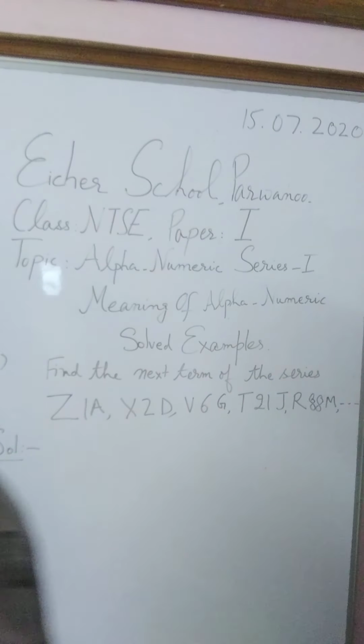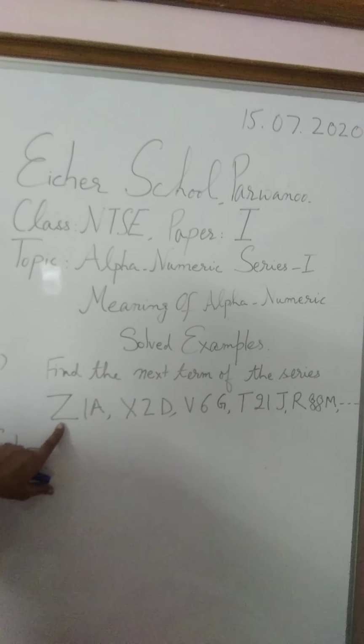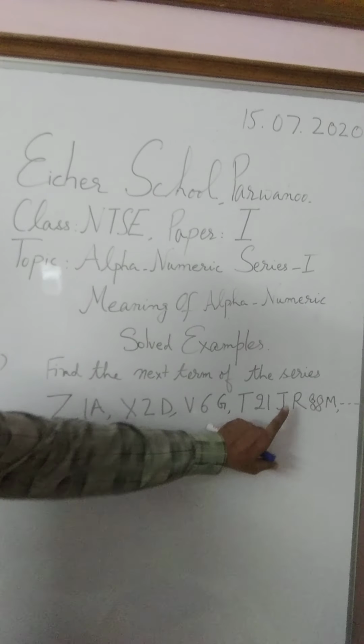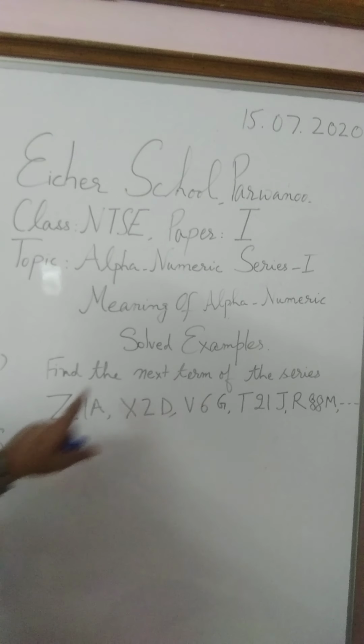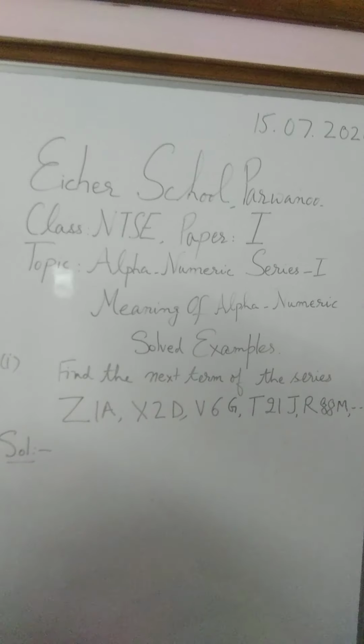Now, what are alphanumeric series, or what is the meaning of alphanumeric series? It is a series in which alphabets as well as digits are involved. For example, in this series ZIA, X2D, V6G, T21J, and so on. Here we have alphabets as well as digits. So these alphabets and digits make a series that is called an alphanumeric series.